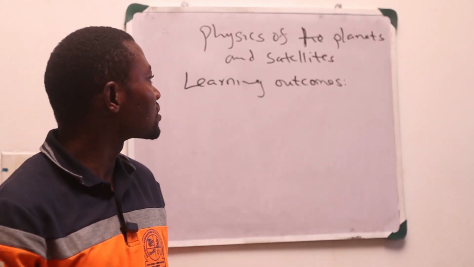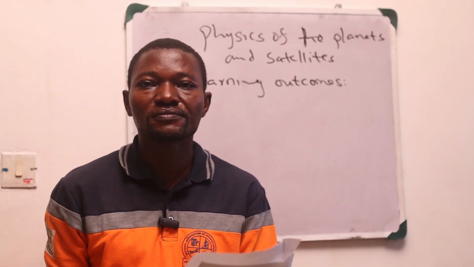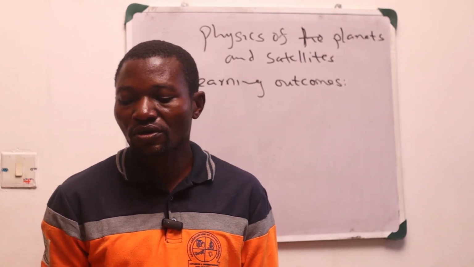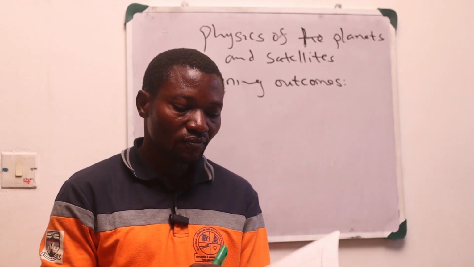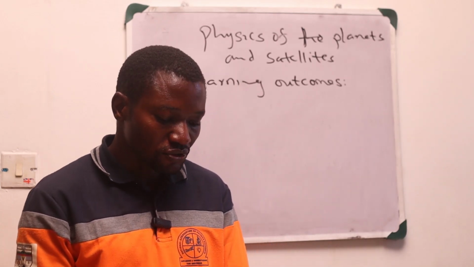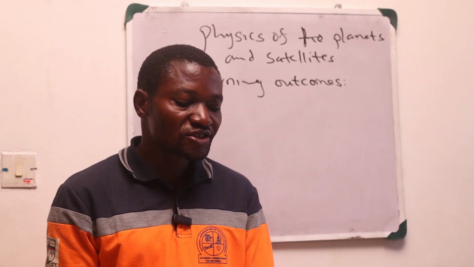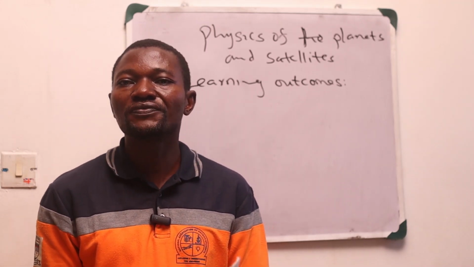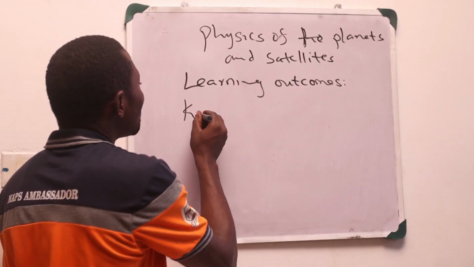At the end of this class, we'll know Kepler's law of planetary motion, Newton's law of universal gravitation, and we also know what a satellite is all about, and the expression to calculate the period and velocity of a satellite. So let's start with Kepler's law.